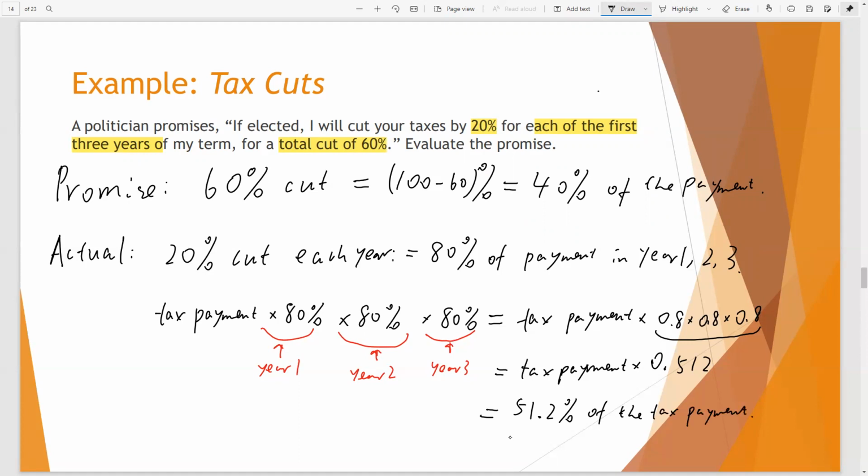So it's not actually deducting 60% of your original tax payment, it's 51.2% of your original payment. So let's see the percentage of cut. That's only 48.8% cut, instead of the 60% cut he promised. That's only a 48.8% cut. Okay.